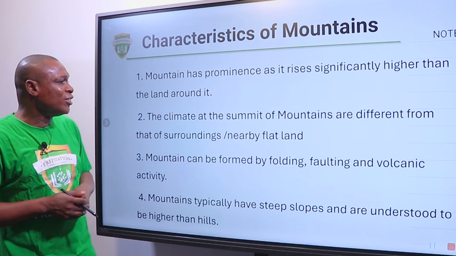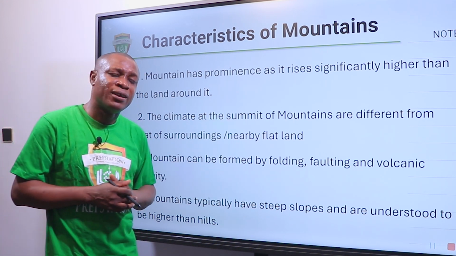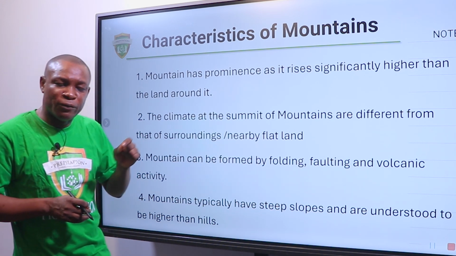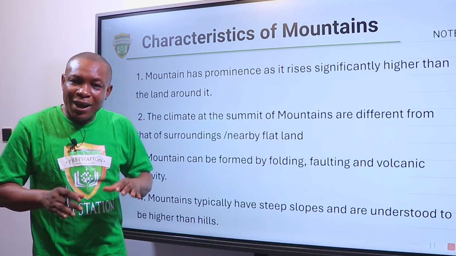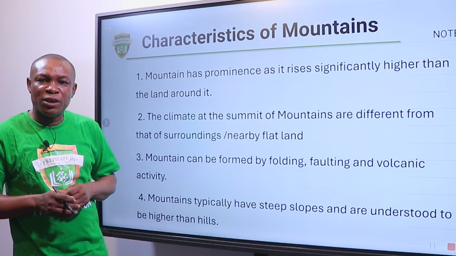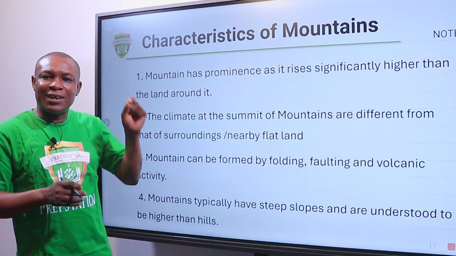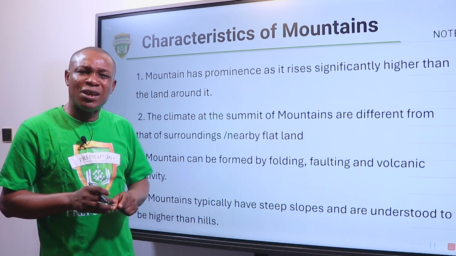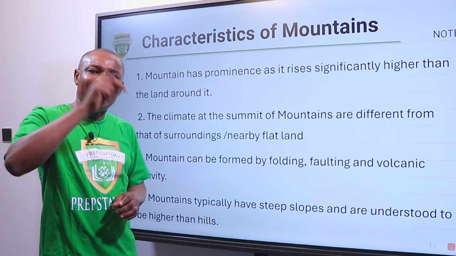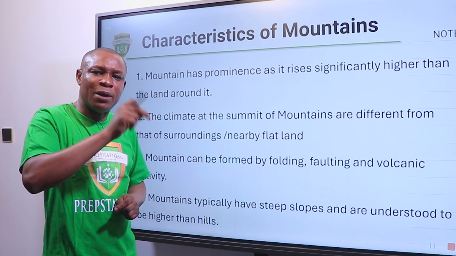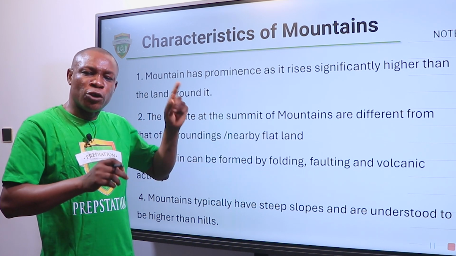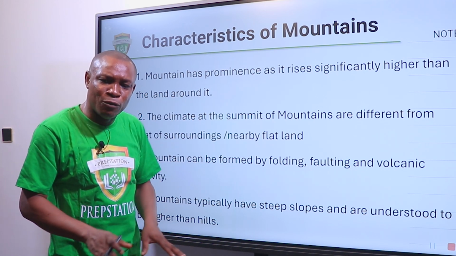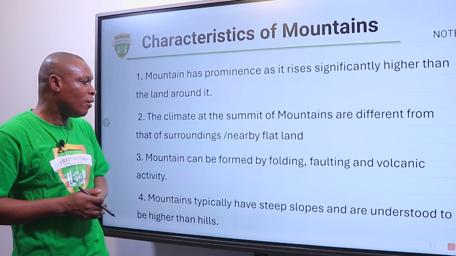Number two, the climate at the summit of the mountain is different from that of the surrounding area. With your knowledge of environmental lapse rate, the higher you go, the colder it becomes. So the temperature drops at 6.5 degrees for every 1 kilometer of ascent. So the higher the mountain, the colder it will be at the peak of that mountain. So ideally, the top of the mountain has a different climate than what you have at the base or the foot of the mountain.